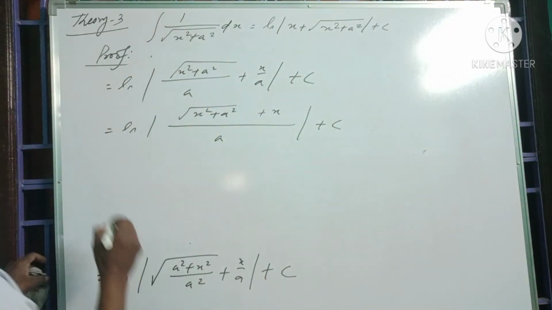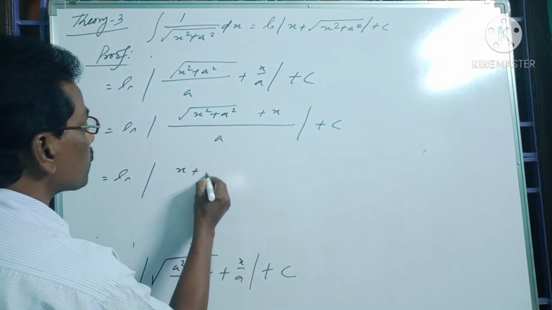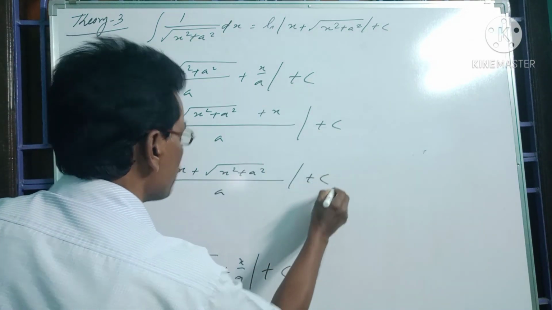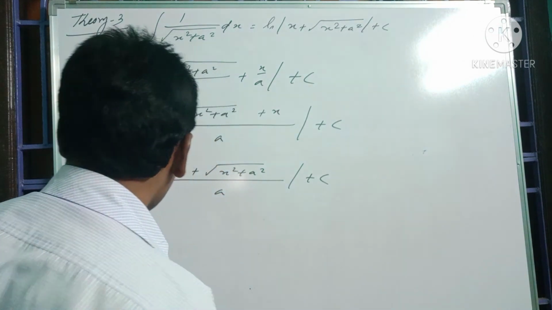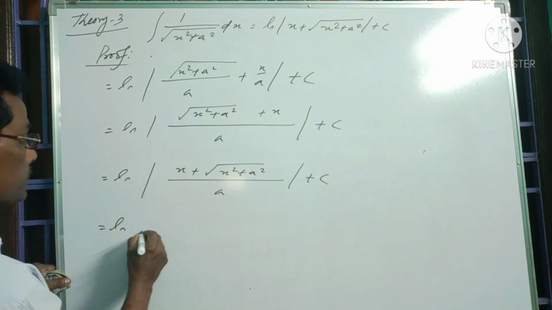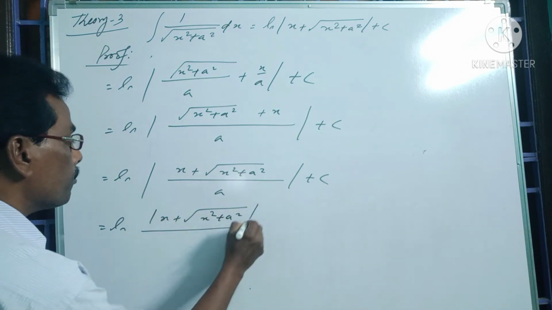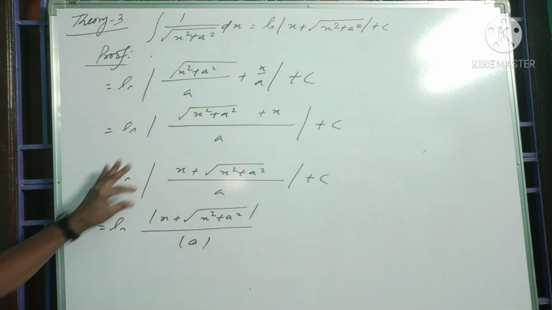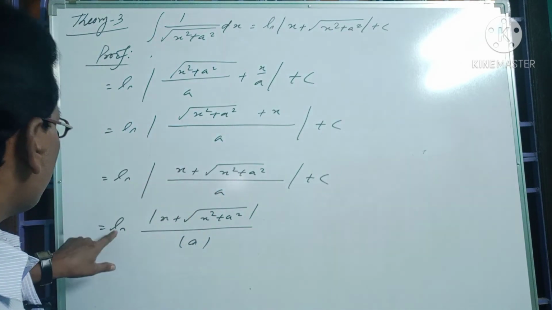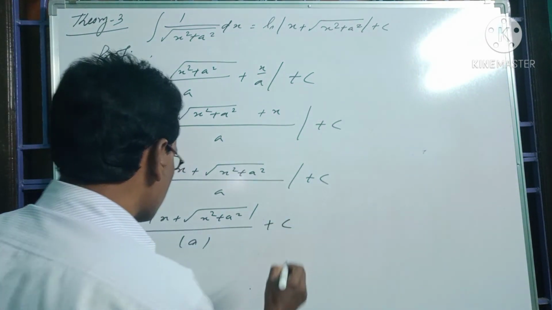Then we have ln of mod of x plus root over of x square plus a square by a, mod, plus c. Again simplifying, it will give us ln of mod of x plus root over of x square plus a square, mod of a, plus c, the constant of integration.